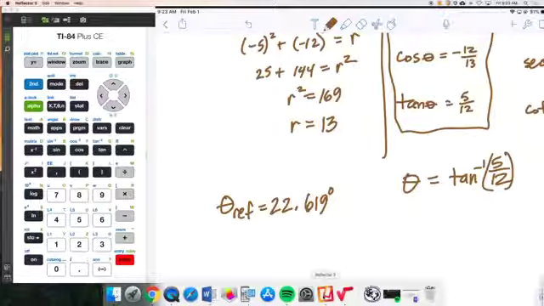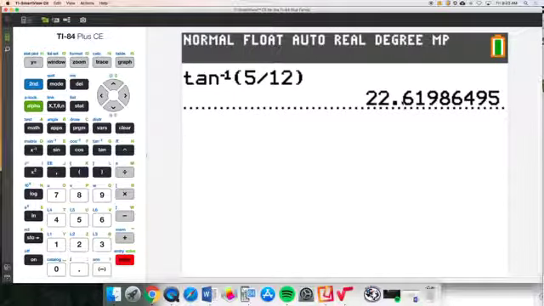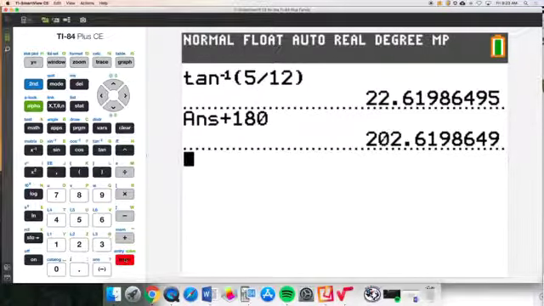So you always want to report it to 3 decimals. Now, all we have to do to find theta is add 180. So 180 plus theta ref. That's not a bad thing to show. That indicates your method. You tell me what you're doing. Now, I don't really have to store that value because it's right there on the previous line. So I just hit plus, and it recalls it, and then I put 180. Now, you're not always going to add 180 to a given angle to get the angle you want. It varies every single time.